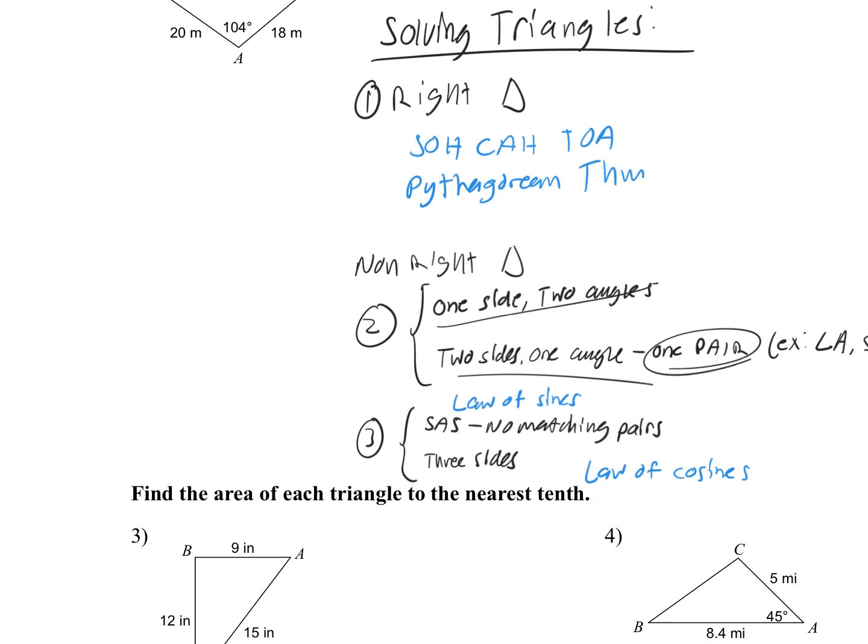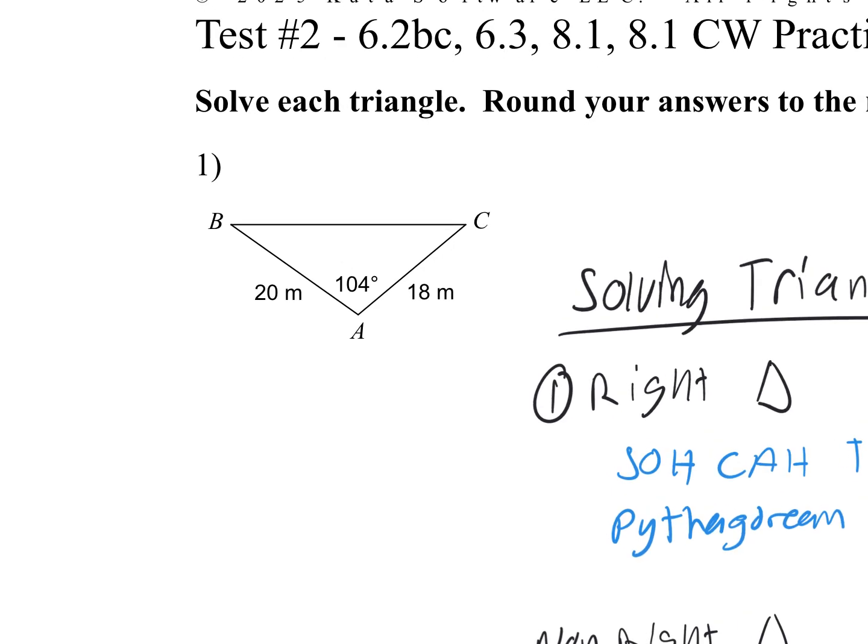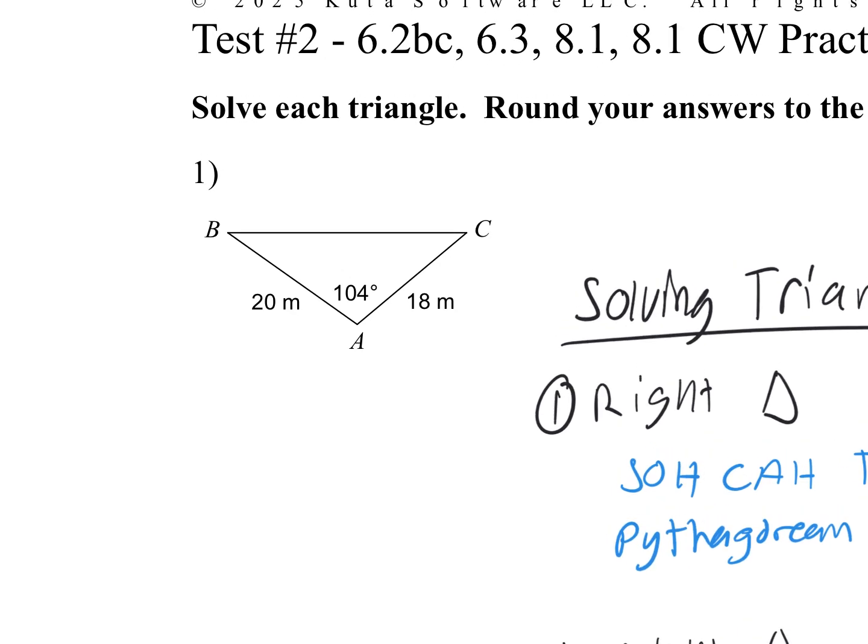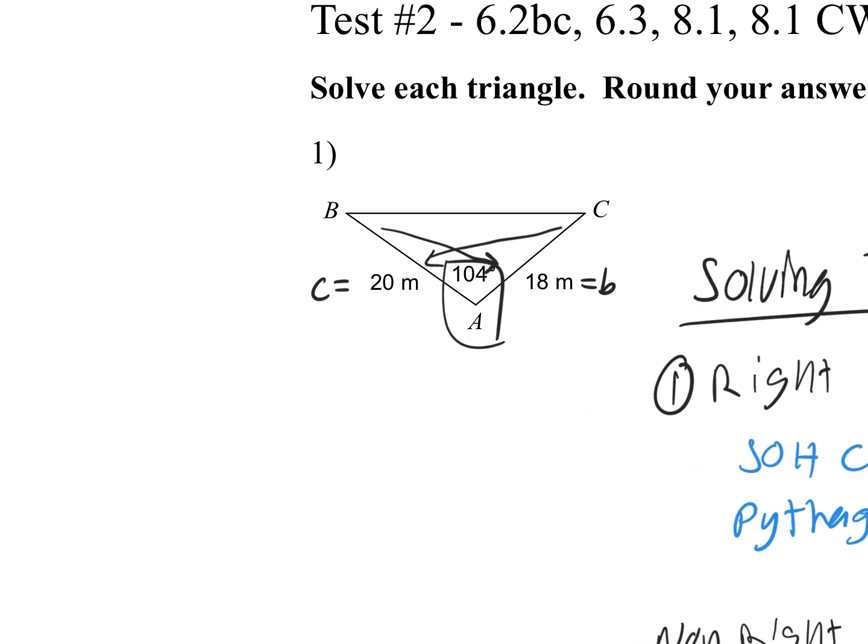All right, and I'll show you what that means here. So if I look at this problem here, let's take a look at the information that we have. Keep in mind the sides that we are given correspond to the angle that they're facing opposite of. So this 20 meters is going to be side C. This 18 meters is going to be side B. And I have right here an angle A. So I have two sides and one angle. Does the one angle match any of the two sides? It does not. I have an angle A, I don't have a side A. If this is the case, we had just said that we would use law of cosines.